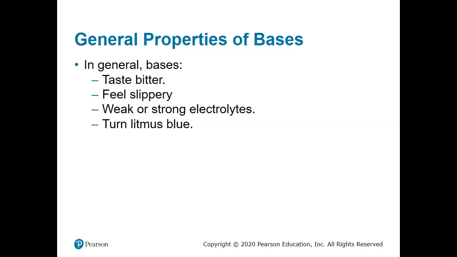And bases will turn litmus paper blue. Now, obviously, bases will react with acids as well. That's what antacids are all about. And again, they would react in the same kind of form and fashion. Double replacement reaction, giving us water and some other kind of ionic compound.